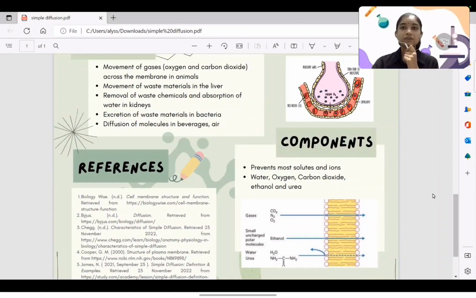Apart from the body, the concept of simple diffusion is also applied in our daily life. For instance, in beverages like tea, the gases and chemicals from tea leaves diffuse into the water molecules. Other than that, the diffusion of various gases released from agricultural, industrial, and mechanical processes results in air pollution.